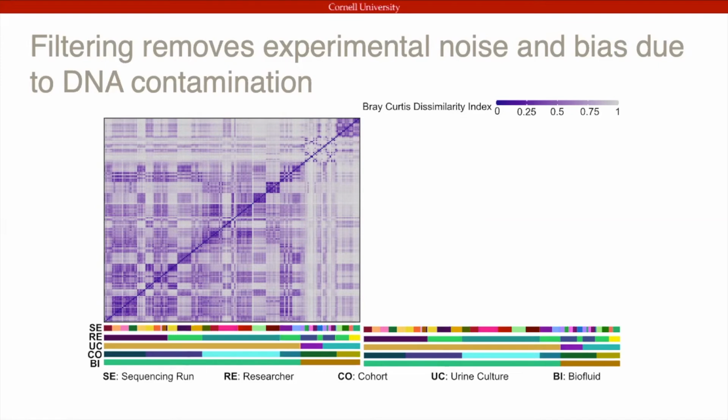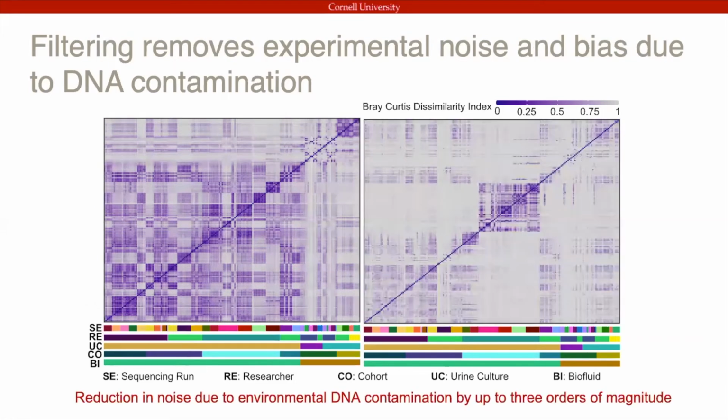We can see that before filtering, we have these clusters that correspond to these different variables that indicate that there are batch effects present. After filtering, we find that we're reducing the noise resulting from environmental DNA contamination by up to 3 orders of magnitude. Really the only cluster we're left with is this cluster of individuals that are from Uganda, whereas all the other samples are from the US. So this indicates true differences in the microbiome profiles.